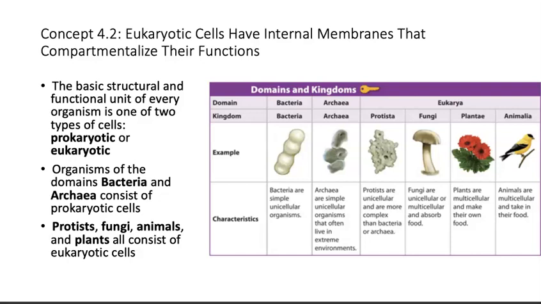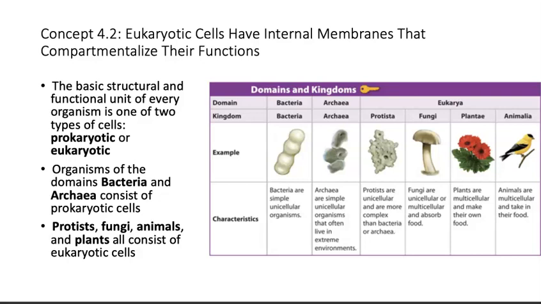cell. On the other hand, we have prokaryotic cells, and you can see that word right here, prokaryotic cell, right there. And prokaryotic cell, pro means before, and karyo still means nucleus. So prokaryotic means before the nucleus. Prokaryotic cells evolved before the nucleus evolved. So they are simple cells without a nucleus.